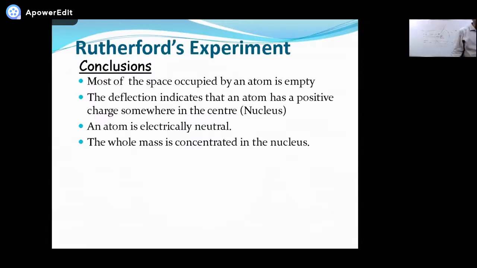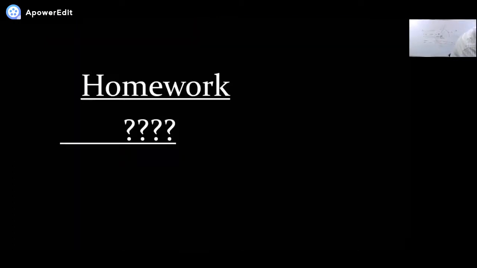So what is the conclusion? Most of the space occupied by an atom is empty. Deflection indicates something positive lying in the center, because alpha rays, being positively charged, are deflected by the nucleus. And in the center, in the nucleus, protons are lying, and the atom is electrically neutral, meaning electrons and protons are equal in number, and electrons revolve around the nucleus.